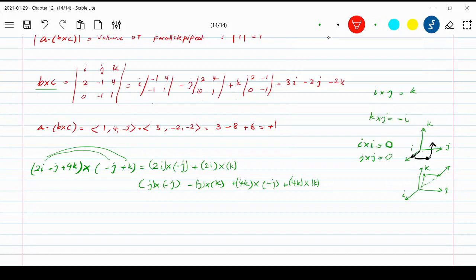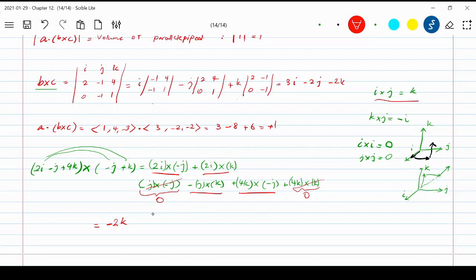Some stuff is easy to simplify. For example, this J cross J is simply 0 because it's the same vector you do cross product, J and J. Ignore the constants. On the other side, K and K, 4K cross product K, this is 0 again, so I can ignore these. Now what I have is these 4 terms left, and I calculate the cross product. 2I cross product with negative J. What is the cross product of I and J? The cross product of I and J is simply K. So I will get 2 times negative 1, which is negative 2, so I'll get negative 2K.